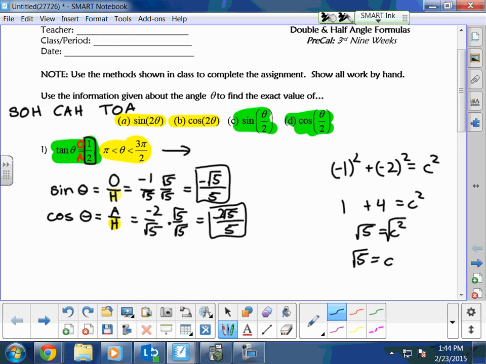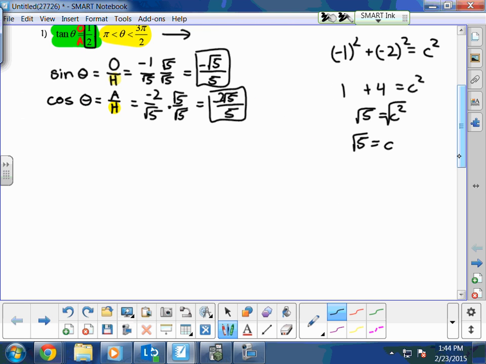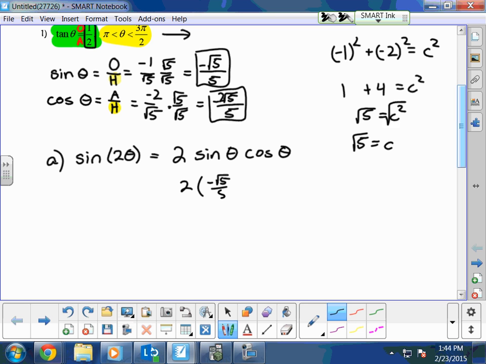Now the reason why that's important is because when I started with my question, A wants to know the identity property for sine, or double angle for sine of this. I could go ahead and pull out my green sheet, look at the identity property, and confidently write down that this is 2 sine theta cosine theta. And I know what those are. They're listed right above. Sine theta is negative square root of 5 over 5. Cosine theta is negative 2 square root of 5 over 5.